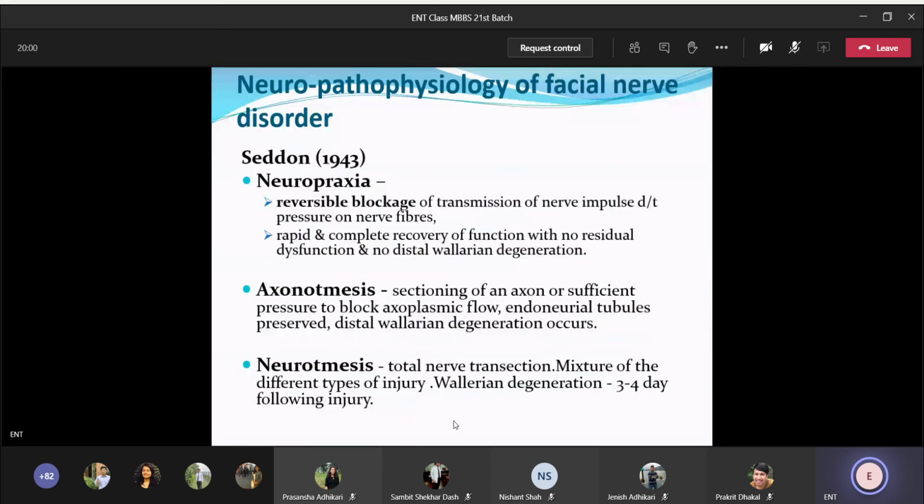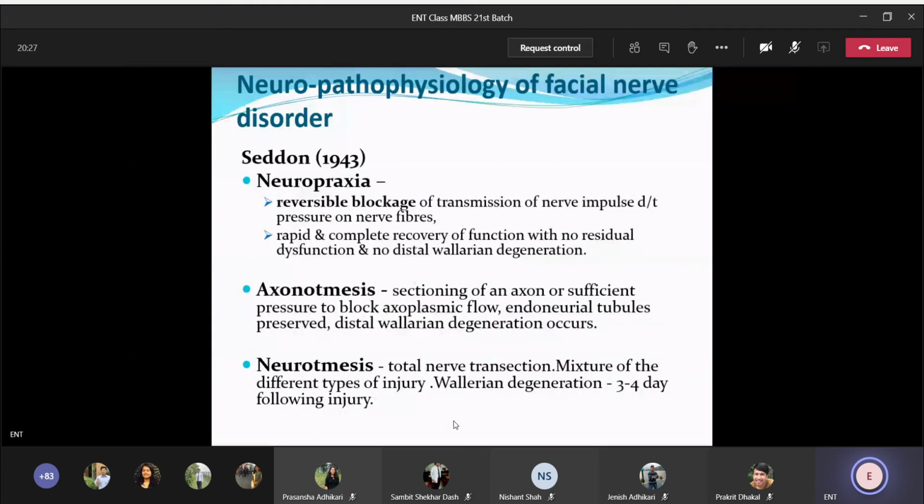Now the neurophysiology of the nerve. When there is a nerve injury, what will happen? There may be neuropraxia, when there is a blockage of transmission of the nerve impulse. There is no anatomical defect in the nerve, but there is a block of nerve impulse transmission due to pressure on the nerve. If there is excessive pressure from the outside, there is a blockage of the nerve impulse.